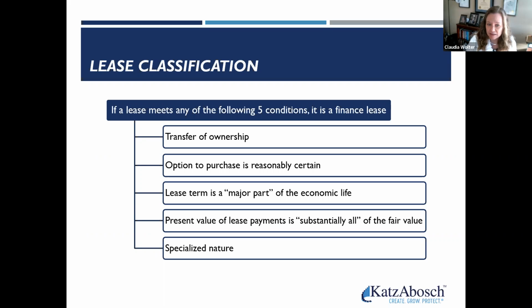And the new one that they've added is the specialized nature of the asset. If you are leasing an asset that's going to have absolutely no alternative use for you at the end of the lease term, then that's considered a financing lease as well. In the construction industry, you'd have to look through, for example, are you doing a project where you're building a building and you have some asset manufactured that you're leasing in order to do some type of installation, and it's going to have absolutely no alternative use to you at the end. That would be considered specialized in nature and would be a financing lease at that point.